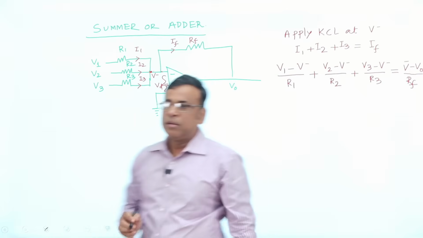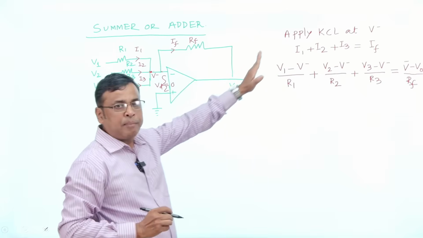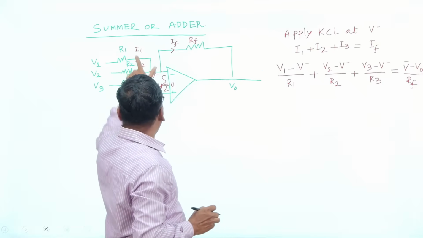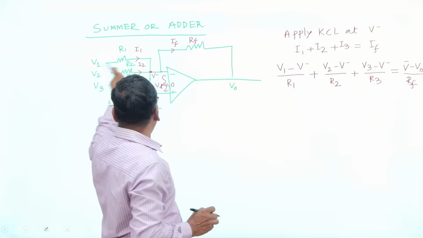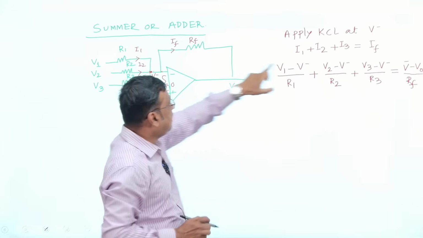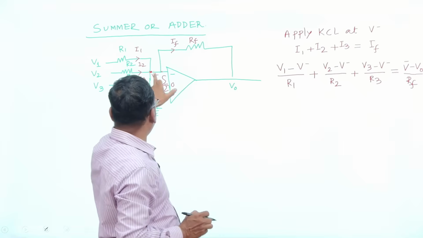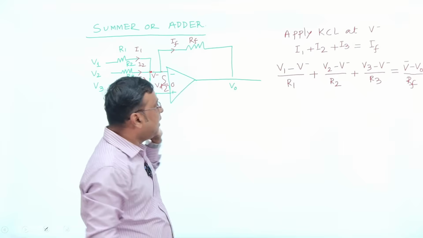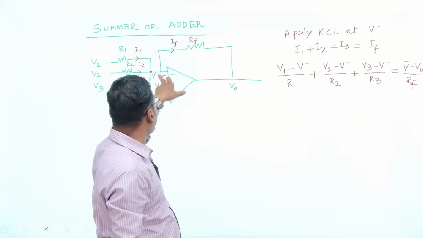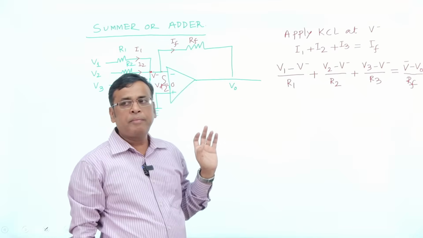Okay. First of all, write the equations. Apply Kirchhoff's current law at this point. I1 plus I2 plus I3 equal to IF. Put the value of I1: V1 minus V minus by R1. Then I2 equal to what? That is your V2 minus V minus by R2. What is I3? V3 minus V minus by R3, equal to this current, which is your V minus V0 by Rf.